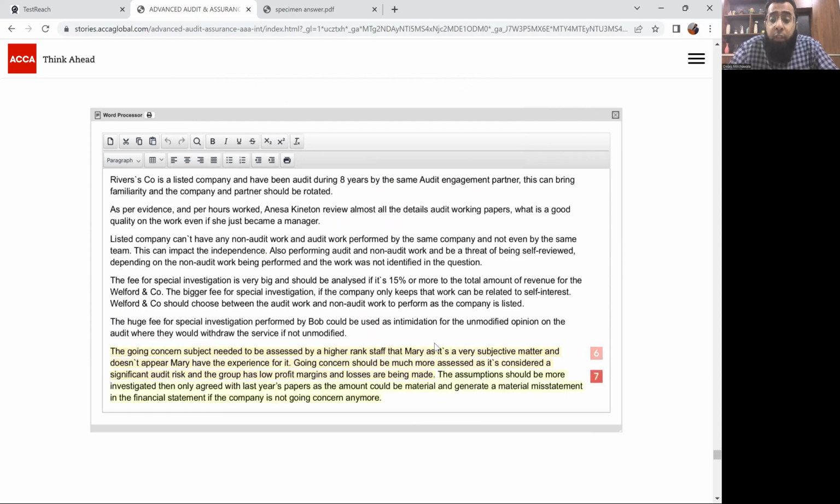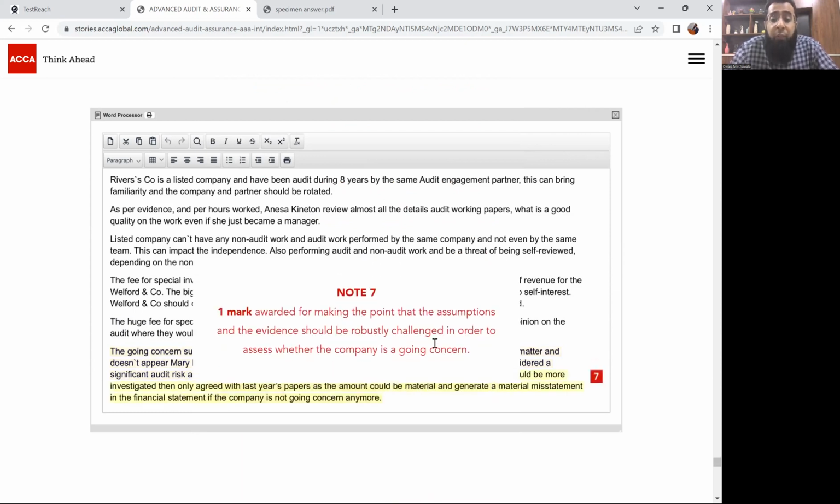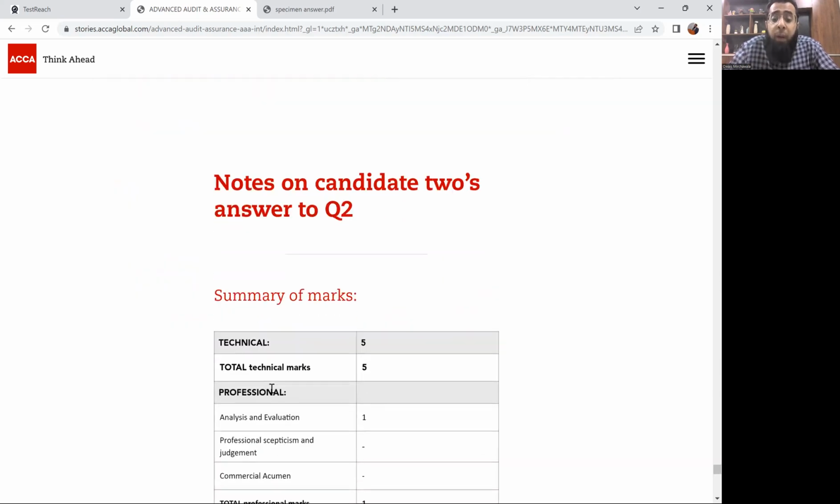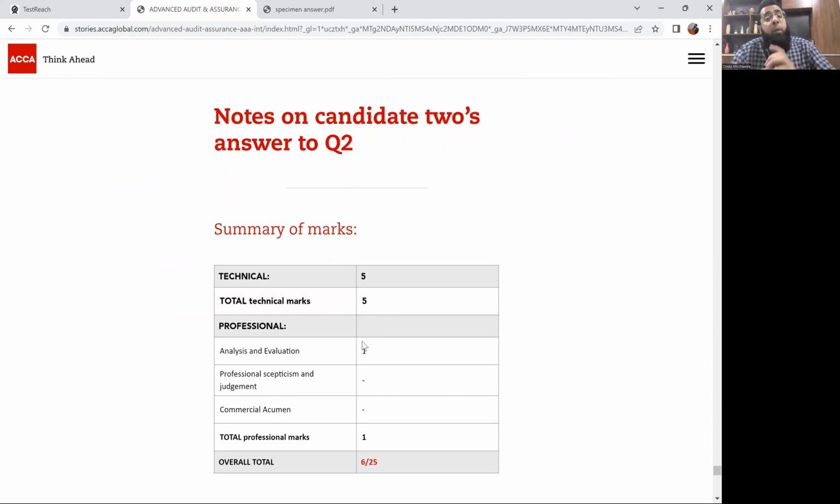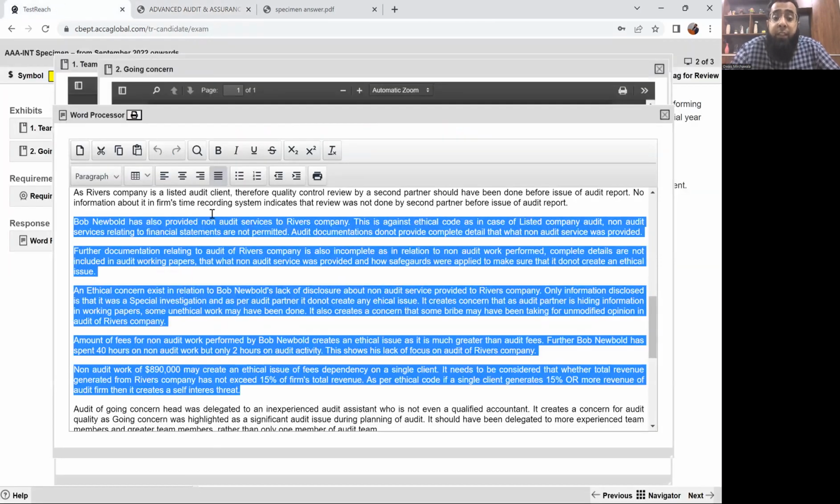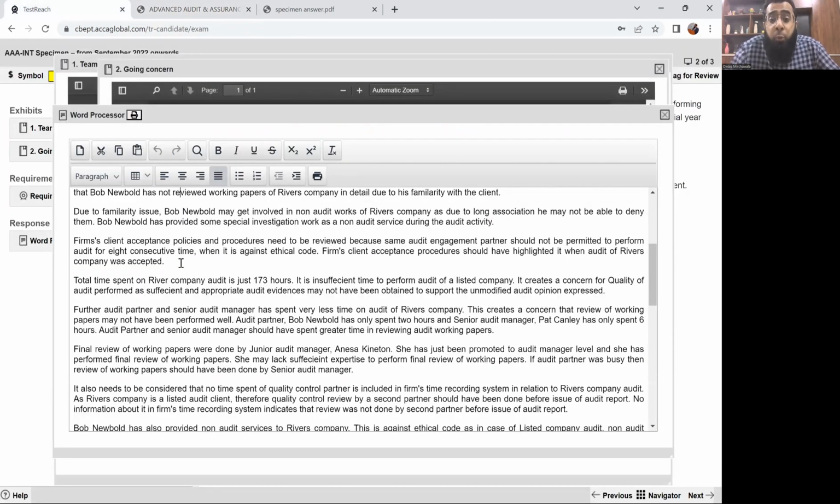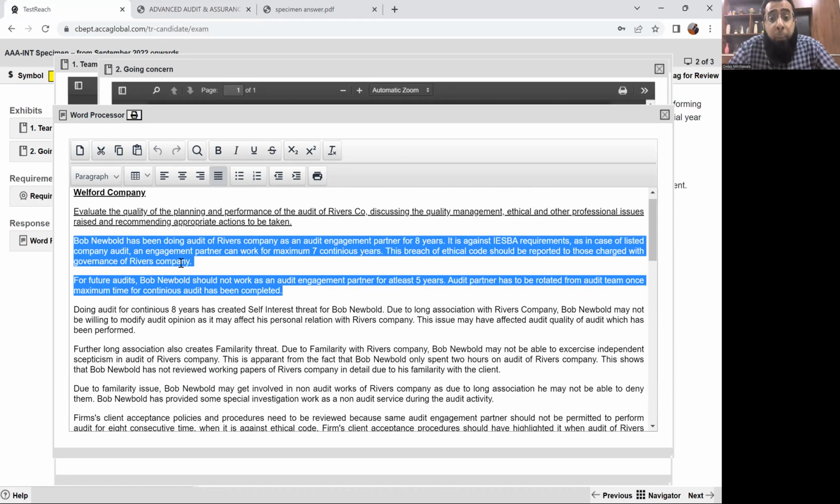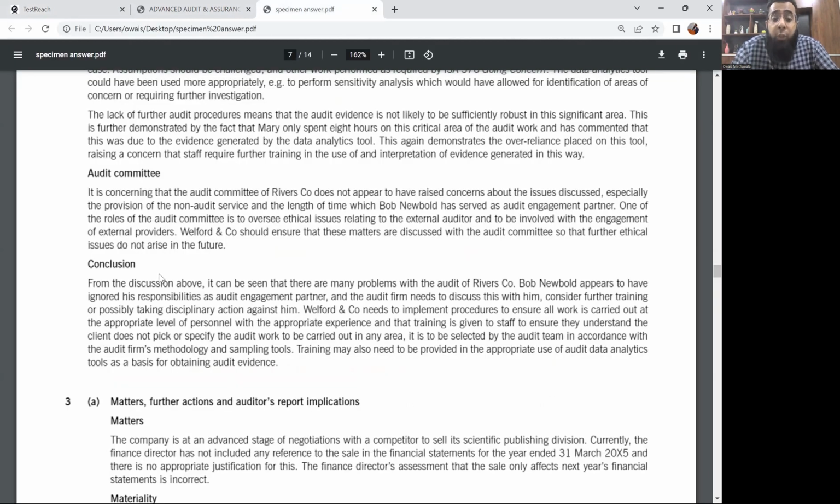So this was the total marking which you got, and then 1 mark for the last year assumption. 1 mark awarded for making the point that assumptions and evidence should be robustly challenged in order to assess whether the company is a going concern, that he only looked at the last year assumptions. Okay, so this was the total marking which he got, 5 marks in technical and 1 mark in professional. So if you look at the candidate answer and compare it with our script, our script is much more detailed and comprehensive. We have tried and identified much extra points, and then you have to compare it with the marking scheme, to see how the examiner is looking at it.